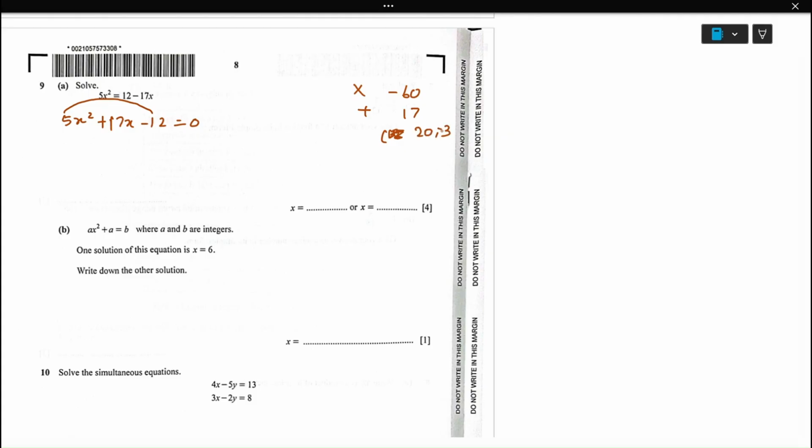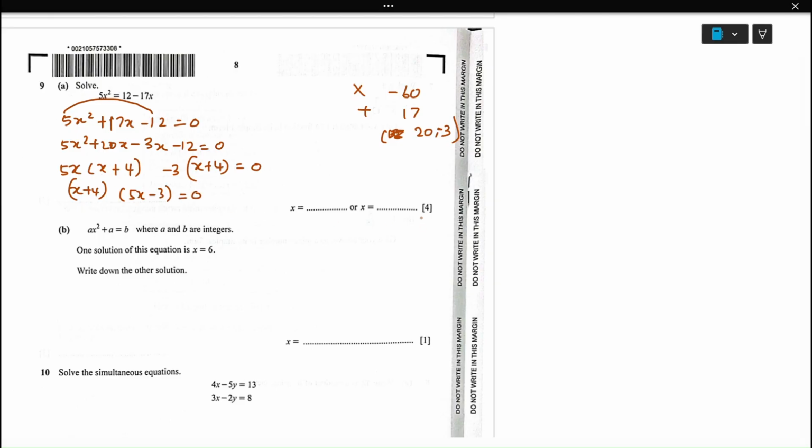So 20 and negative 3, the factors. So I'll expand 5x² + 20x − 3x − 12 = 0. Here the common factor is 5x, so 5x(x + 4). And here also we'll write (x + 4), and here we need to write −3 = 0. So (x + 4)(5x − 3) = 0.